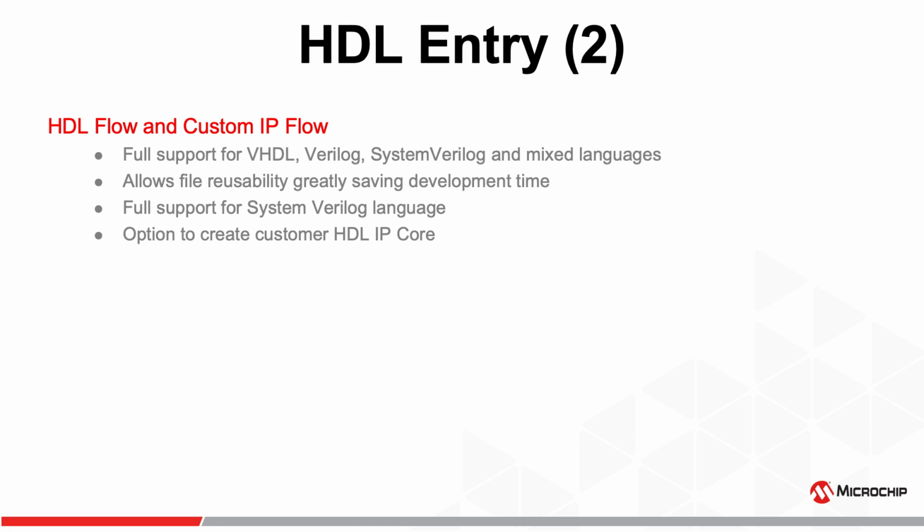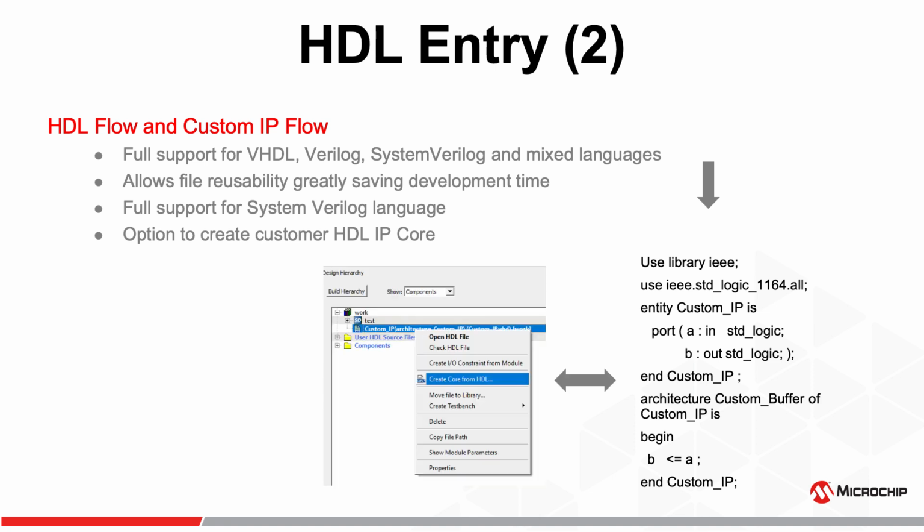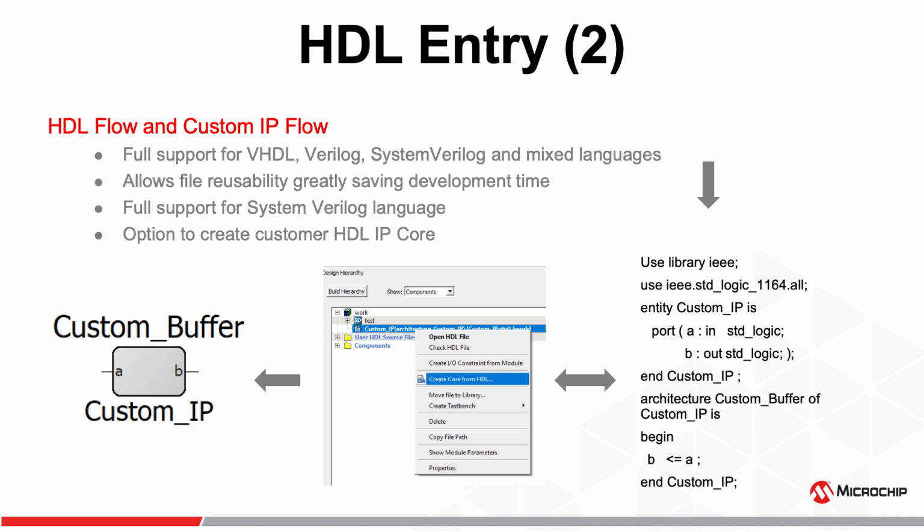So if you create the HDL flow, this is a simple buffer VHDL code. And if you want to create a custom IP from the HDL code in Libero, in the design hierarchy, you can highlight the HDL module, right click, and there is an option to create core from HDL. So once you click on this option, it will create the custom IP. So let's see the demo.